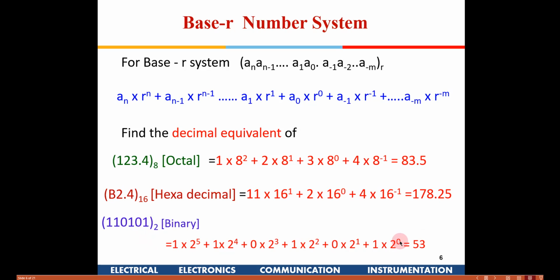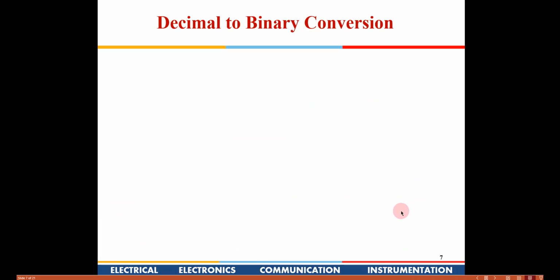Similarly, if I take this binary number, if I have to convert it into a decimal number, so first one is 1, so 2 to the power of 0, second is 0, 0 into 2 to the power of 1, third one is again 1, 1 into 2 to the power of 2, 0, 0 into 2 to the power of 3, then 1 into 2 to the power of 4, and last one is 2 to the power of 5, which is 32. So if you add up all these things, you get 53. So 85.3, 178.25 and 53 are all the decimal equivalents of these numbers. Okay, so this is how you convert this number.